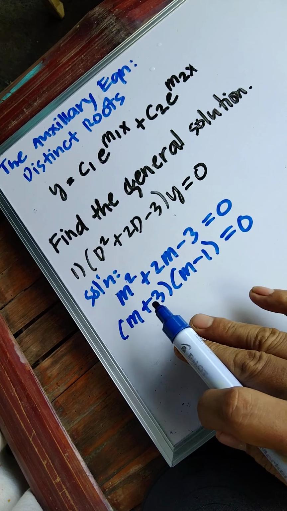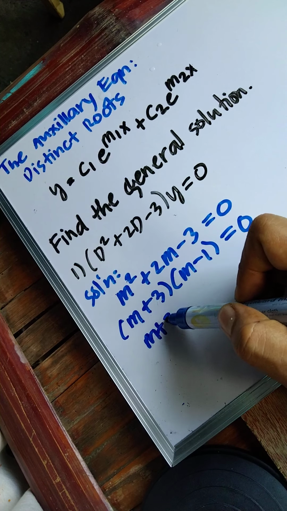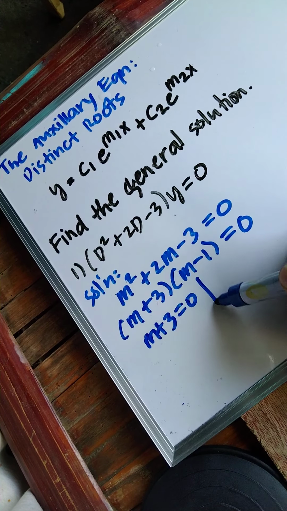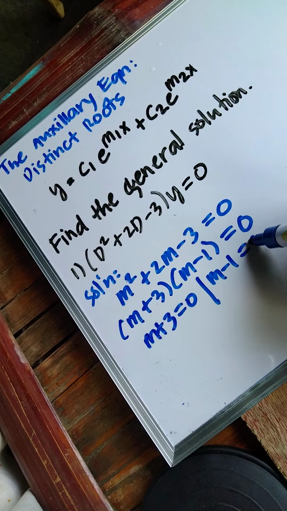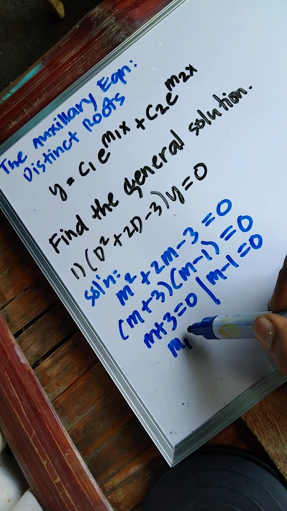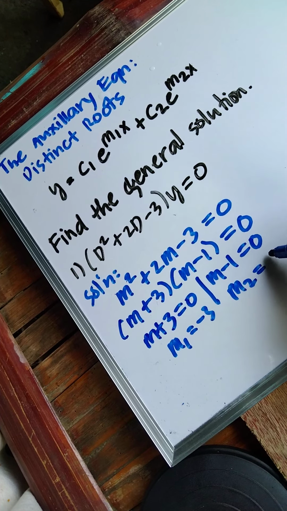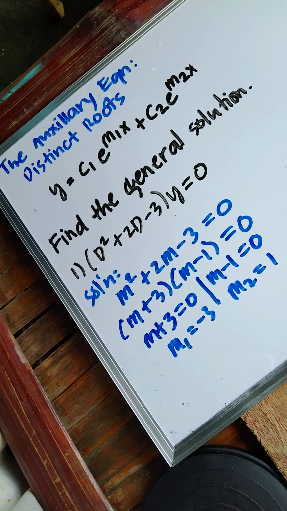Now we can set each factor to 0. You have m plus 3 is equal to 0 and m minus 1 is equal to 0. It follows that m sub 1 is equal to negative 3 and m sub 2 is equal to 1. So we now have two unequal real roots.